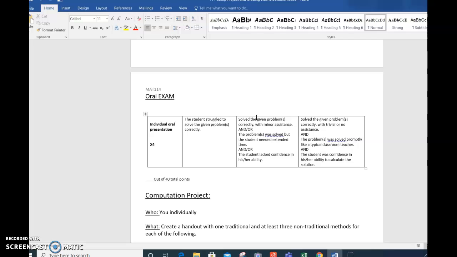It's graded individually. So the project you could do with a partner if you like, or you can do individually. The oral exam is individual, but again, if you want to do it at the same time as your partner and you both kind of show up in the room at the same time.